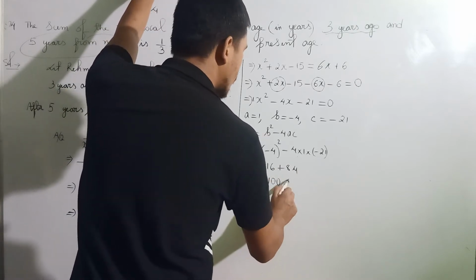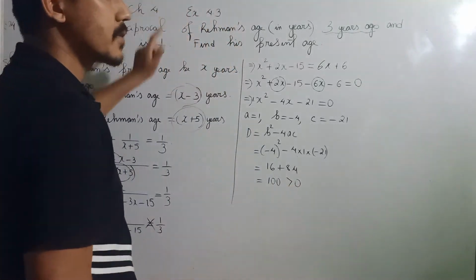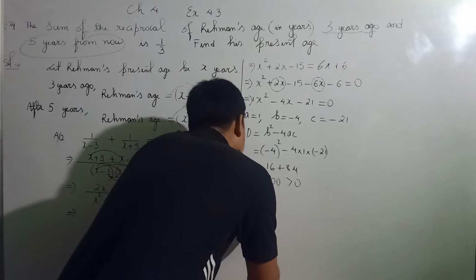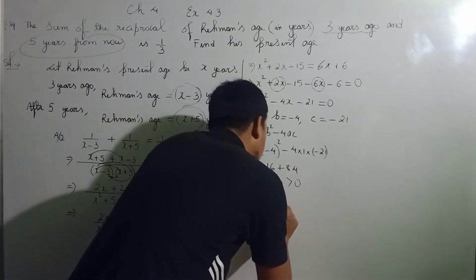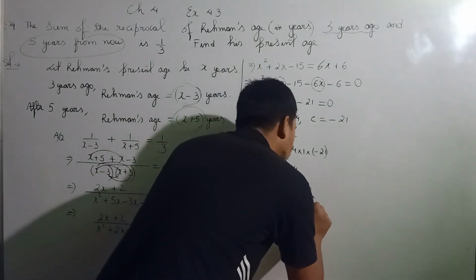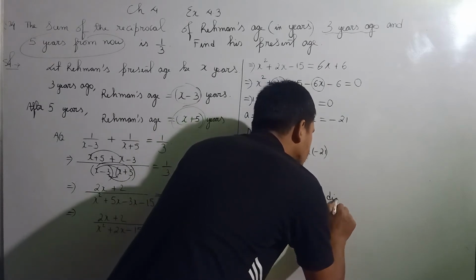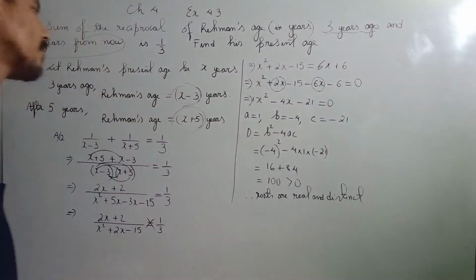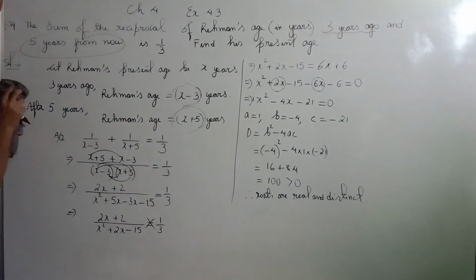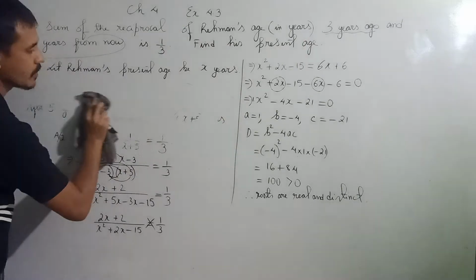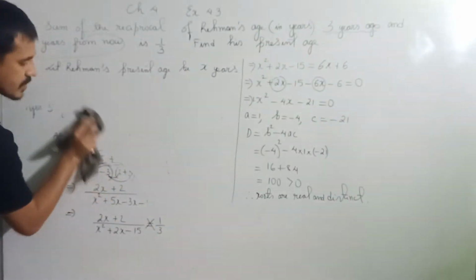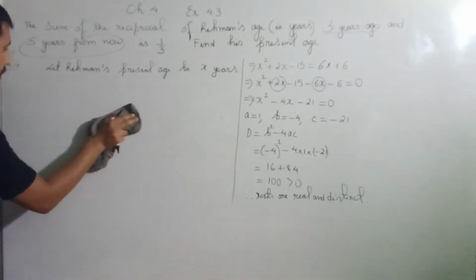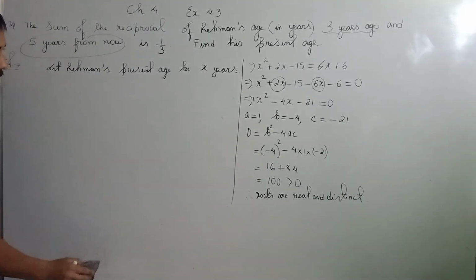100 is a positive quantity, greater than 0. So we have real roots and they are distinct. Therefore, roots are real and distinct. So let us obtain the roots using the quadratic formula. I'm just going to rub this out. You can pause the video and note it down anytime you like, because this is a recorded video.